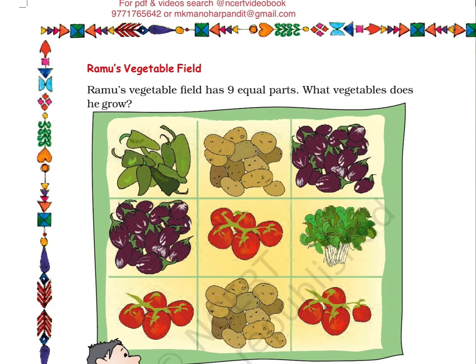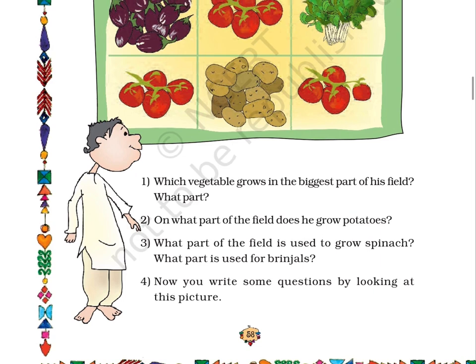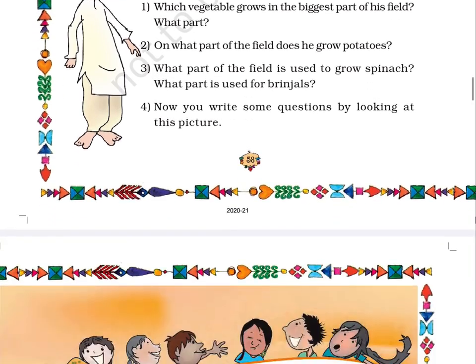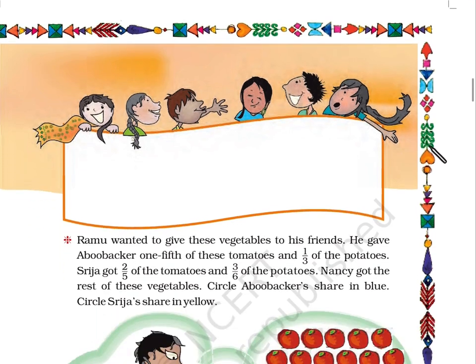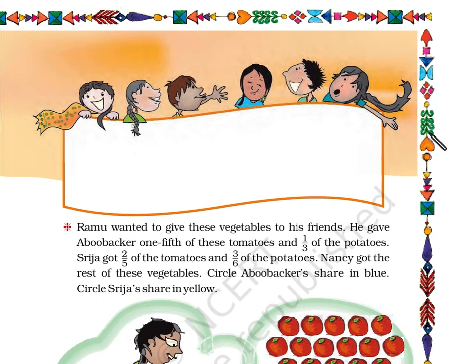1. Which vegetable grows in the biggest part of his field? What part? 2. On what part of the field does he grow potatoes? 3. What part of the field is used to grow spinach? What part is used for brinjals? 4. Now you write some questions by looking at this picture. Page 59. On top of the page there is some blank white space for you to write your answers.